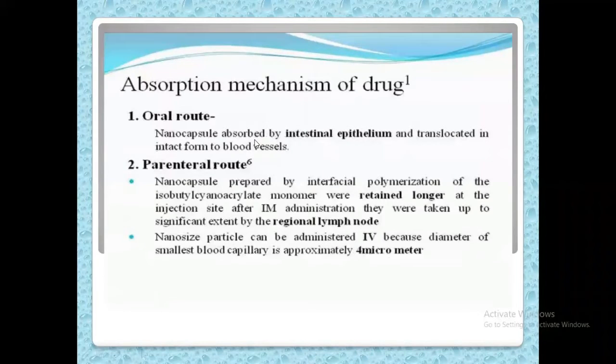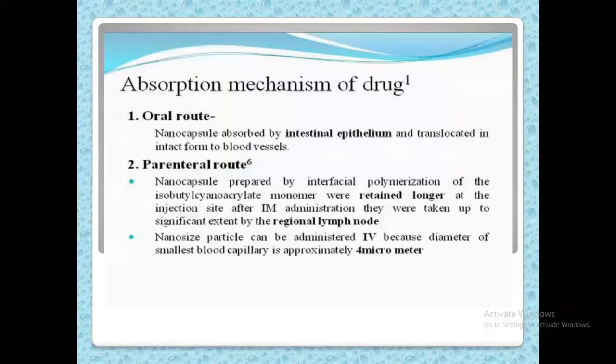The next type of mechanism is the absorption mechanism of the drug. The previous one was the drug release mechanism, under which we have seen two methods. This is the second type of mechanism, the absorption mechanism of the drug. How is the drug absorbed by the target? That is called the absorption mechanism. Under that you have two methods.